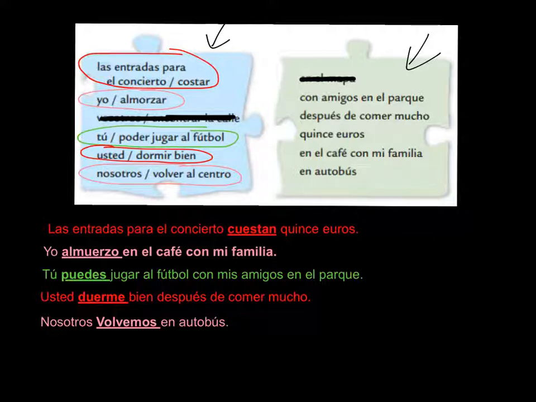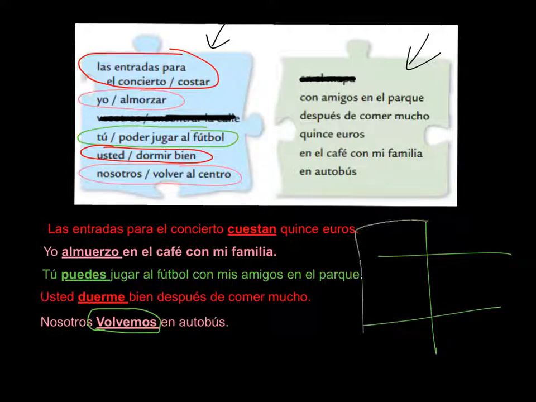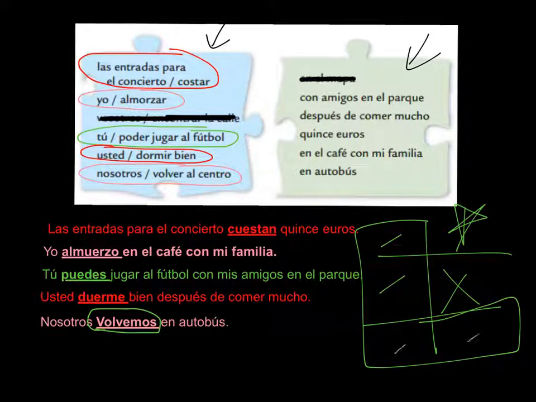The third one, tú puedes jugar al fútbol con mis amigos en el parque. That says you can play soccer with your friends in the park. The next one, usted duerme bien después de comer mucho. That says you, in a formal situation, sleep well after eating a lot. And the last one, nosotros volvemos en autobús. We need to really pay attention to the last one because we did not do a stem change in volvemos because it was for nosotros, which falls outside of the boot. Nosotros is right here, and it does not fall inside of the boot for stem changers.